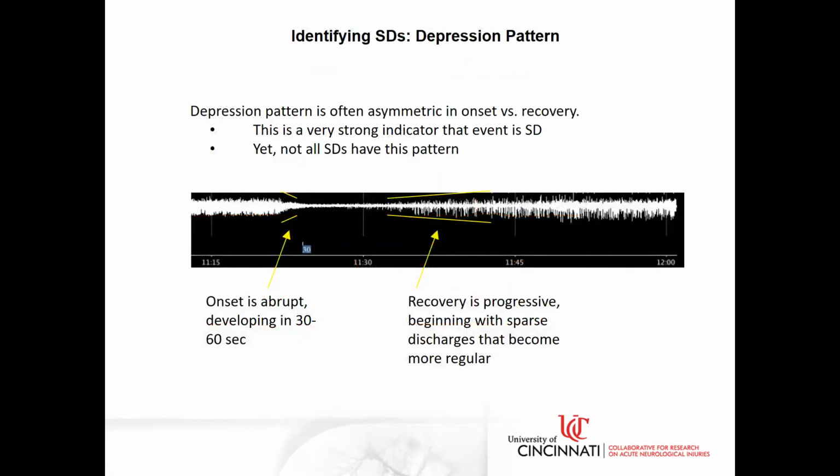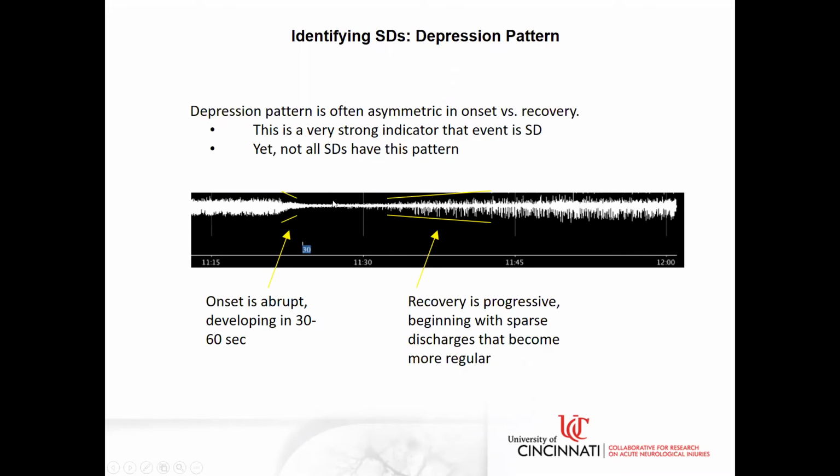As far as identifying the depression pattern, there's one signature that's a strong indicator of a depression caused by a spreading depolarization, as opposed to some other cause such as a change in sedation or an arousal event or something else. And that's that the depression pattern is very asymmetric, usually in the onset period compared to the recovery period, where the onset of the depression occurs over 30 to 60 seconds, but the recovery period is much longer lasting, over 5, 10, 20 minutes.